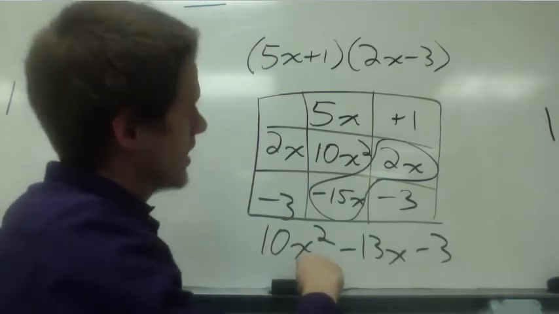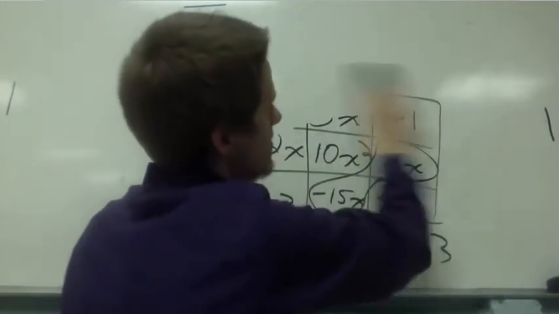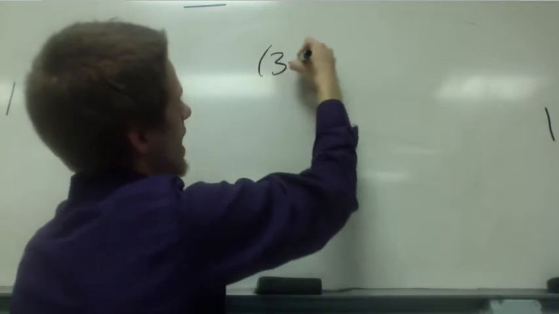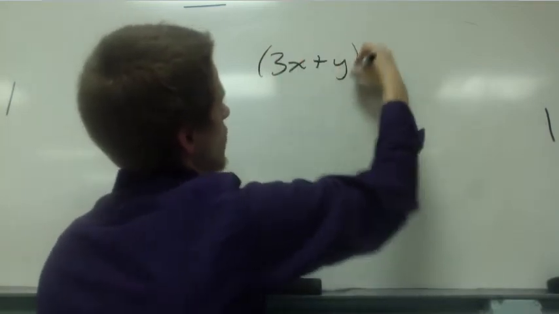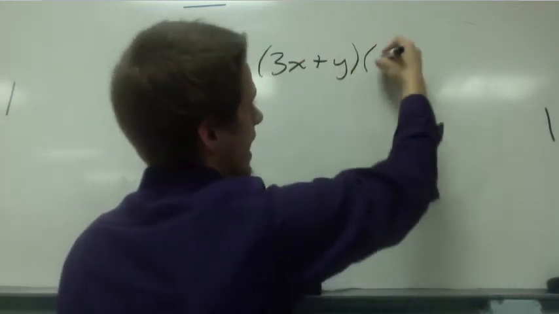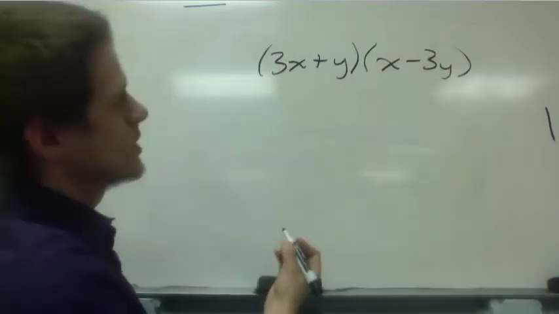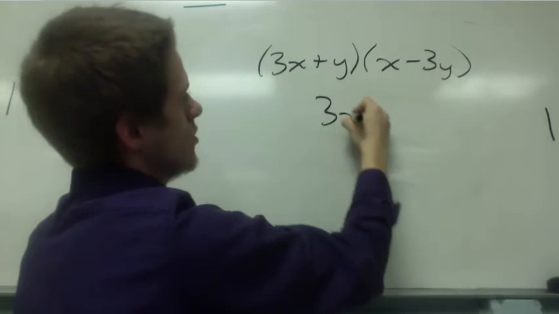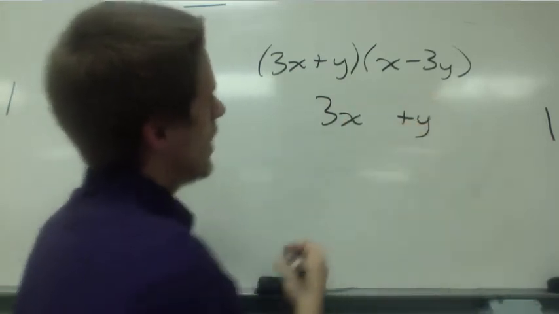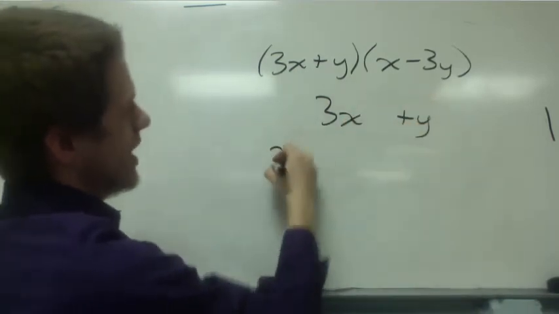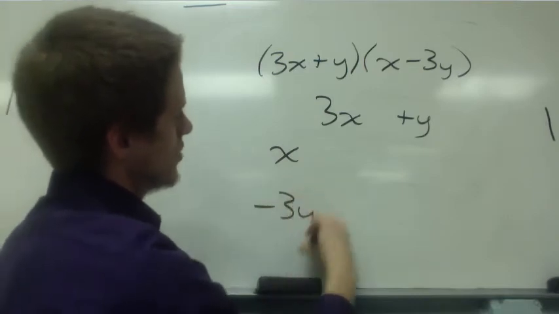Alright, actually we've kind of got 2 more. But one more of these binomial by a binomial ones. So we've got a binomial 3x plus y. We're going to multiply that by x minus 3y. So I'm going to split up my terms, 3x and a plus y. Split up my other terms, x and a minus 3y.